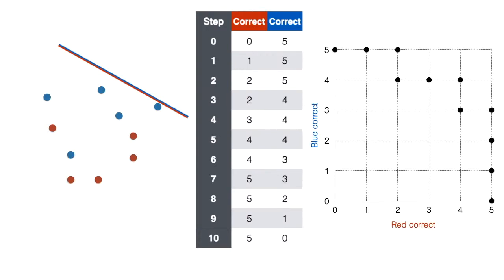All our red points are classified correctly because they're on the red side, but all of our blue points are classified incorrectly because they're on the red side. So we're always going to finish in 5, 0. And this is very important. We always start at 0, 5 and finish in 5, 0.